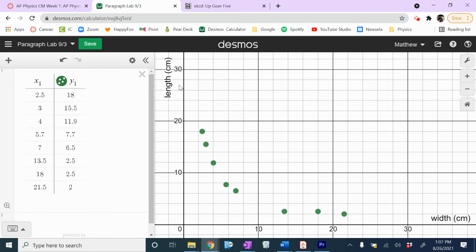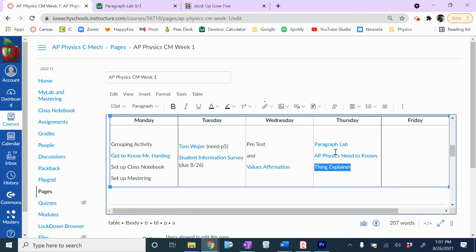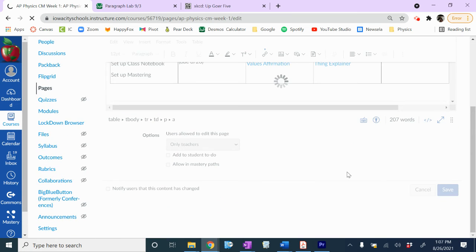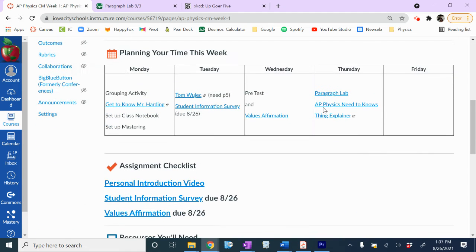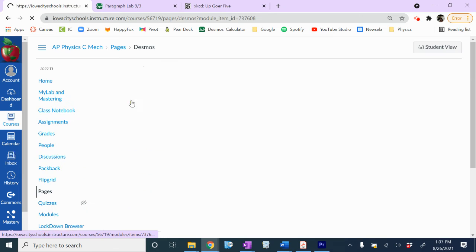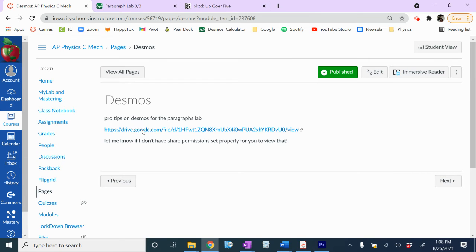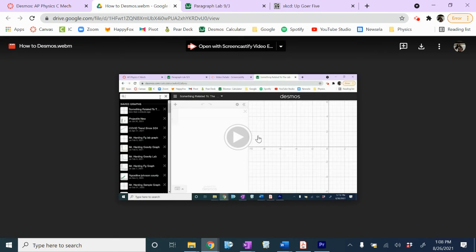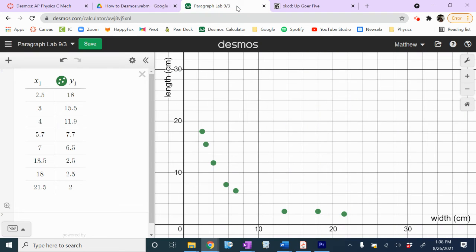If you don't know how to do things like add the labels, that's where you go to the AP Physics Need to Knows. Hit save. And I walked through that in the Desmos video. So here's how to Desmos, and that's in there. We're going to need to do some things like add in an expression and then add in some notes, and that's all in the Desmos. So again, hit that up.